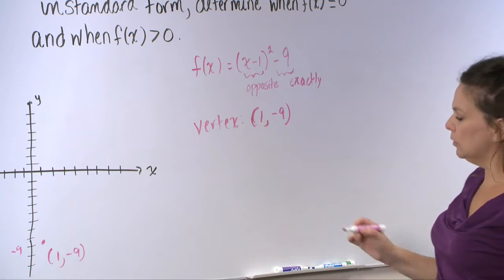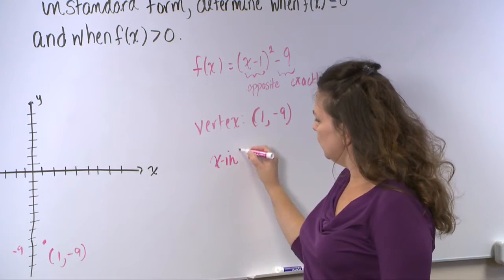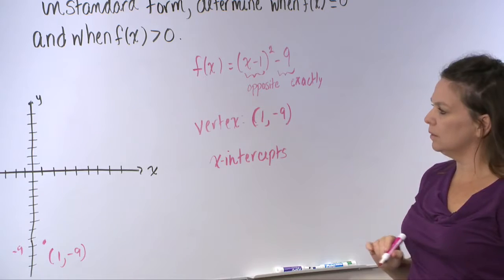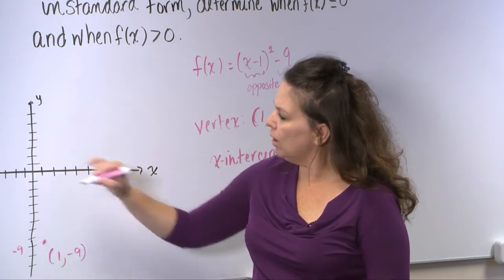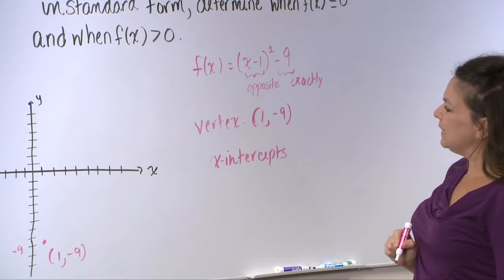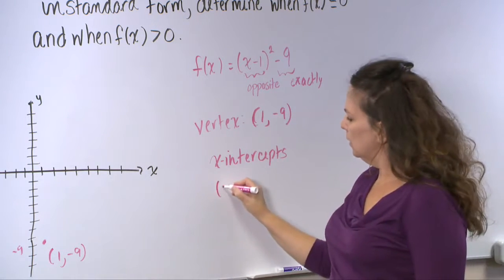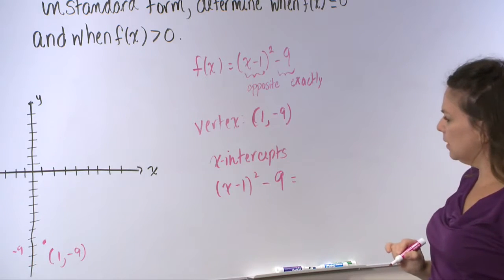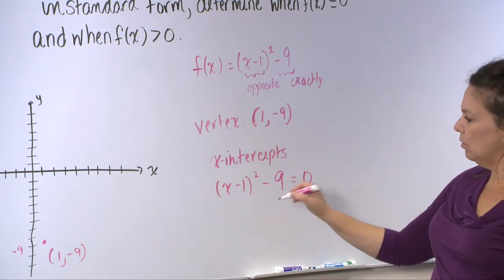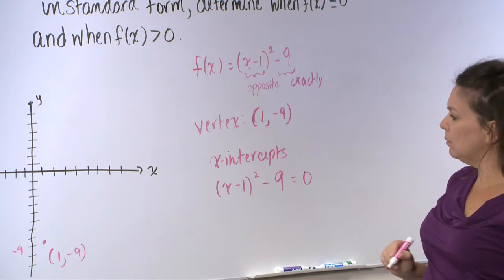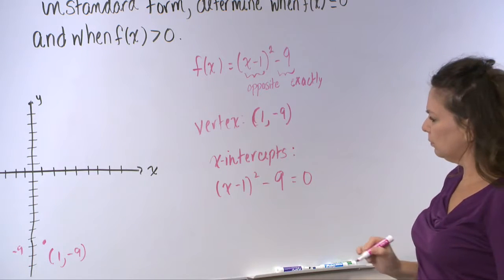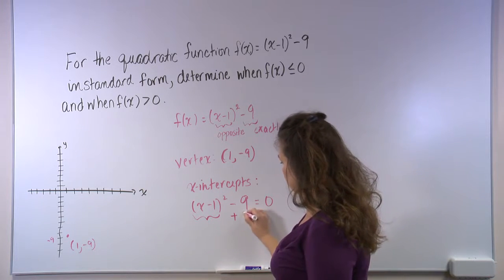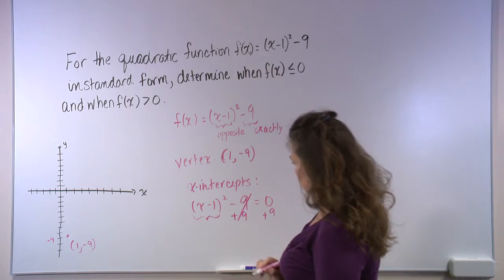Now what I'd like to do is to determine the x-intercepts. The x-intercepts are the points where the graph crosses the x-axis. So if we're on the x-axis, our y value is 0. So in order to determine the x-intercepts, I can take the function x minus 1 squared minus 9 and set it equal to 0 and solve this equation for x. I'm going to isolate the x minus 1 squared by adding 9 to both sides of the equation.